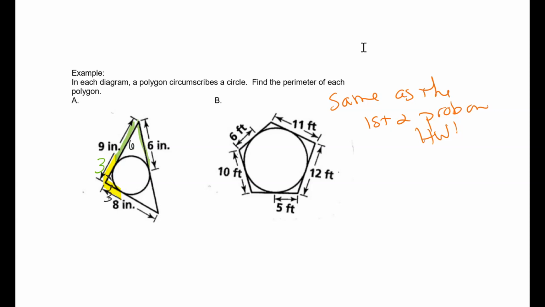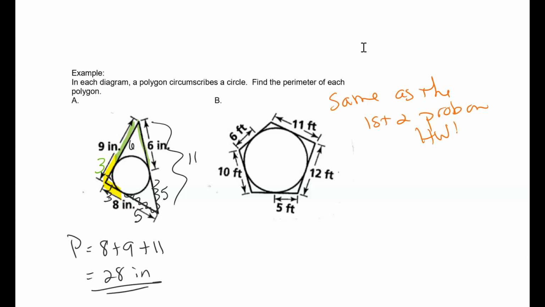So this is 3. But then what does that leave for that line segment right there? That's right, 5. Which means on this other side, what is the length of that segment? Because they're from the same exterior point. 5. So what's the length of that whole side? 6 plus 5, which is 11. So the perimeter is really 8 plus 9 plus 11, which is going to give us 28. And don't forget your label, inches.